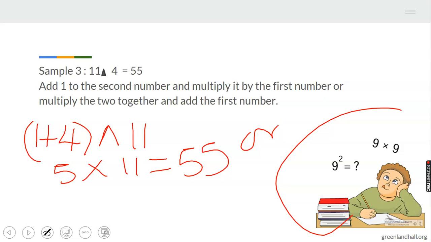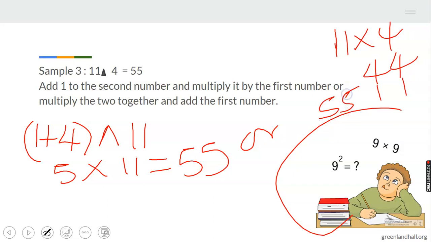Or, who can tell me the or? Or you do what? You multiply the two numbers together and then you add the first number to it, okay? So that will give us what? 11 times 4, that gives you what? Beautiful. Plus 11 now give you what? 55. Brilliant. All right. So you can see here what we're doing is so easy.